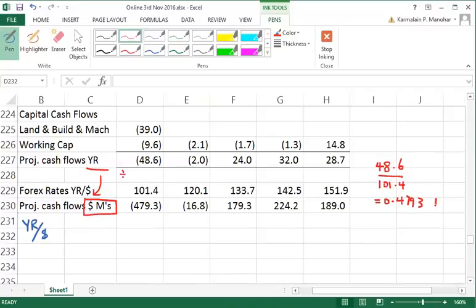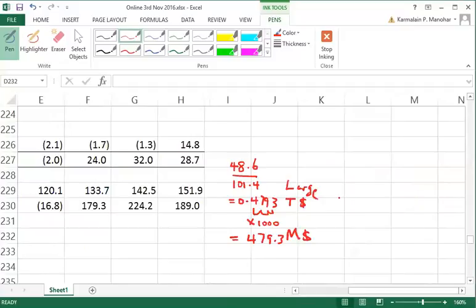So this is the amount in trillions of dollars. To convert that into millions, if I multiply by 1,000, it will now become millions of dollars. So instead of 0.4 trillion, it is 479.3 million. So I'm moving down from a larger unit to a smaller unit.